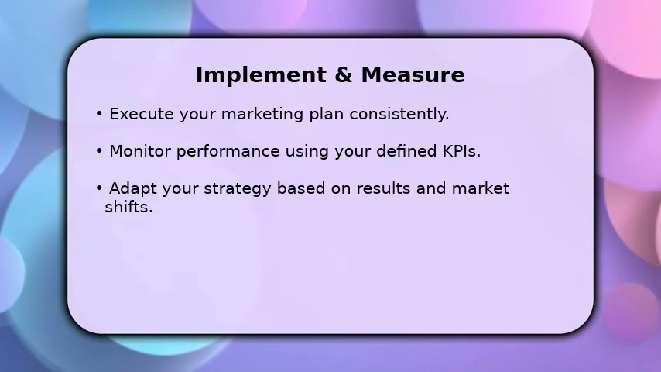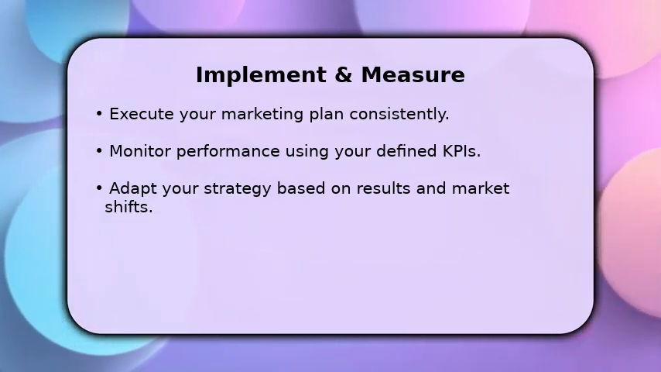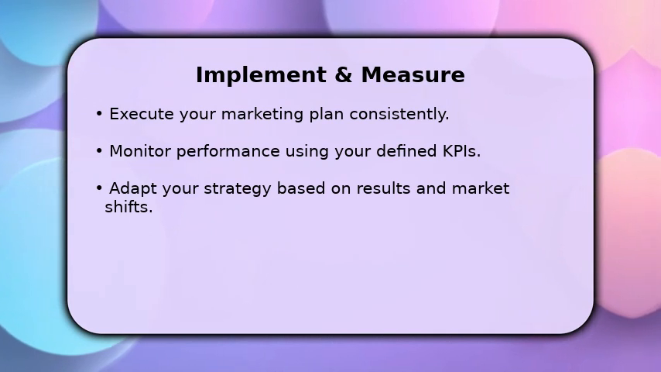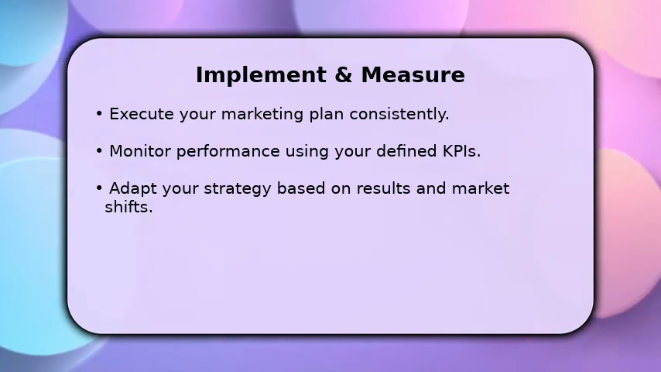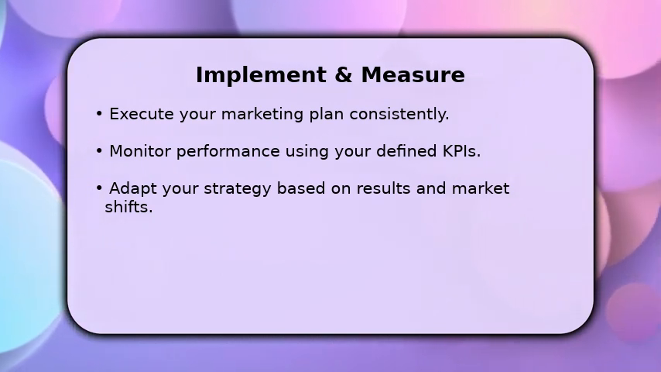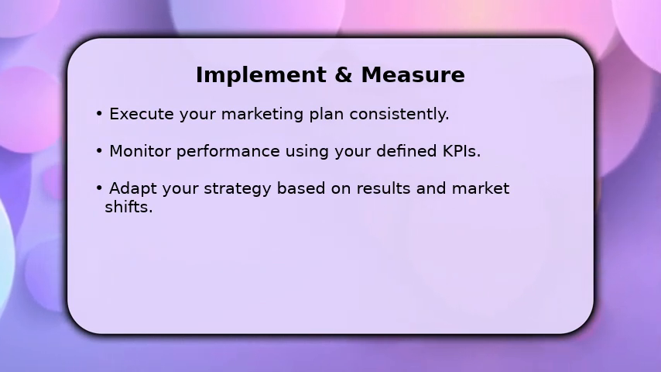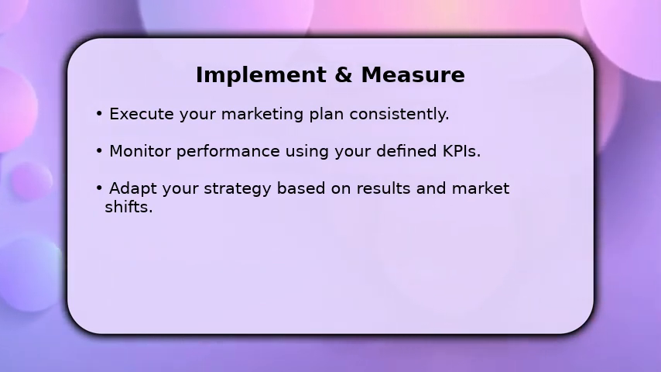The final step involves implementing your plan and continuously measuring its effectiveness. Execute your marketing activities consistently across all chosen channels. Regularly monitor your performance using the key performance indicators you established earlier. Be prepared to adapt your strategy based on the results you see and any changes in the market. This iterative process ensures ongoing success.